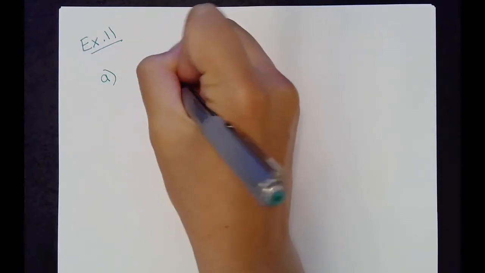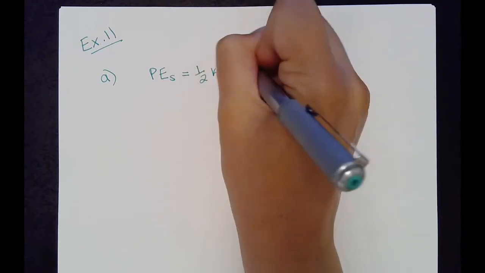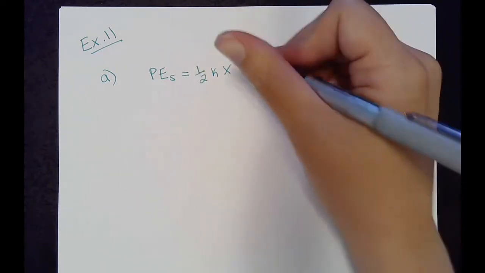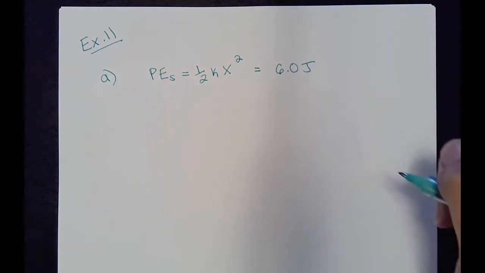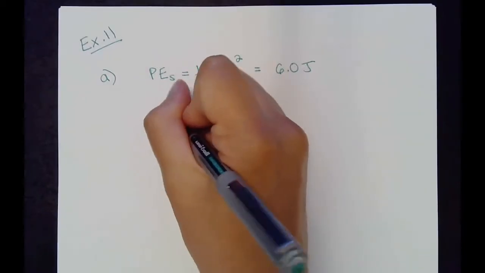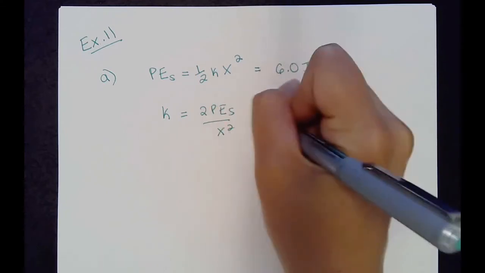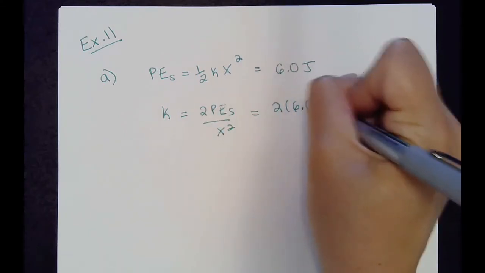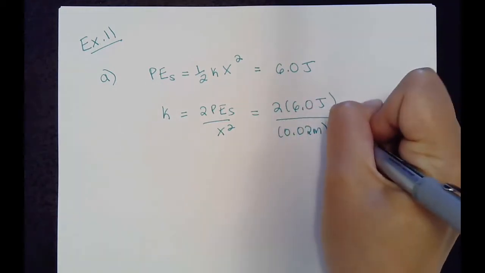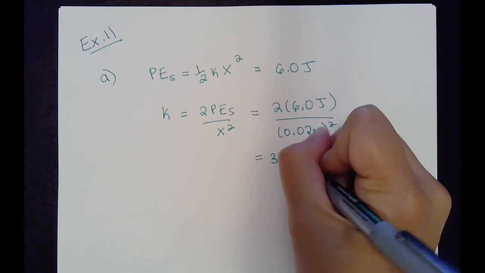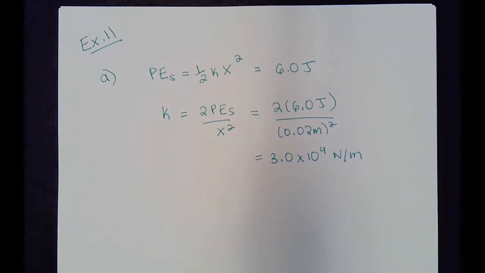Okay, so for A, just simple use of this elastic potential energy formula, which is 1/2 kx squared. And again, that's the amount of energy required to stretch or compress the spring. So that's going to be that 6 joules. Then we can solve for k. k will equal 2 PEs over x squared. So 2 times 6 joules divided by 0.02 meters squared gives me 3.0 times 10 to the 4 newtons per meter for the spring constant.